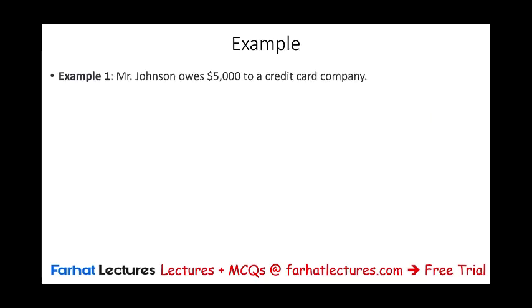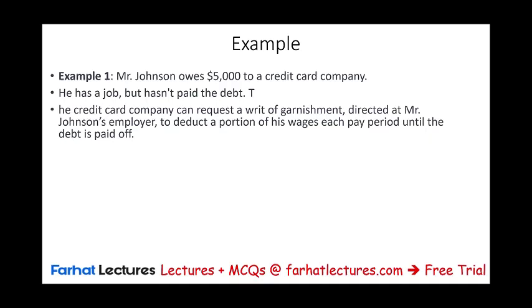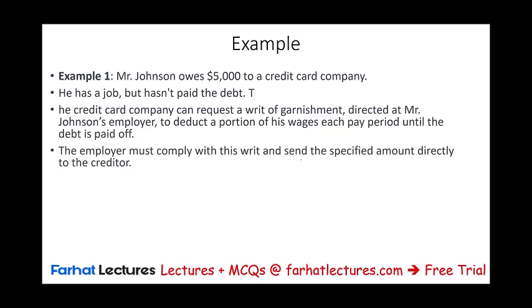Example, let's assume Mr. Johnson owes $5,000 to a credit card company. He has a job, but he hasn't paid the debt. The credit card company can request a writ of garnishment directed to Mr. Johnson's employer to deduct a portion of his wages each pay until the debt is paid off. The employer must comply with this writ and sends the specified amount directly to the creditor. This is an example of garnishment.